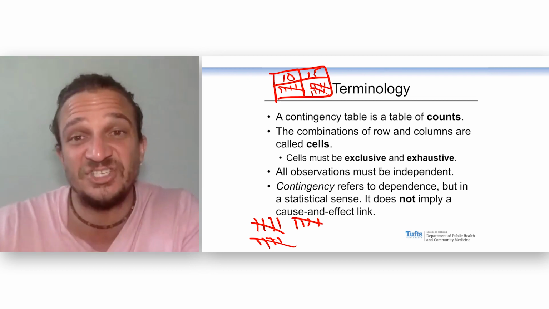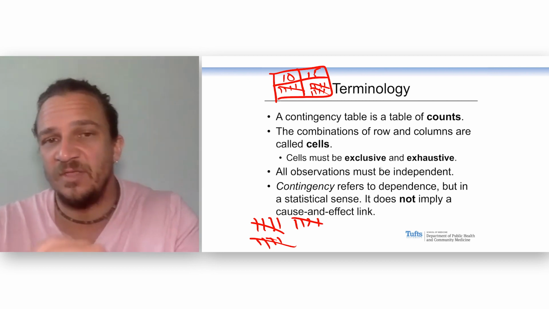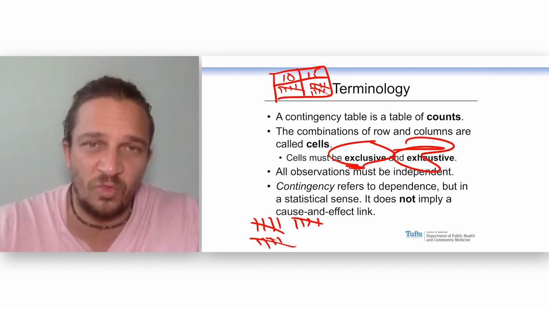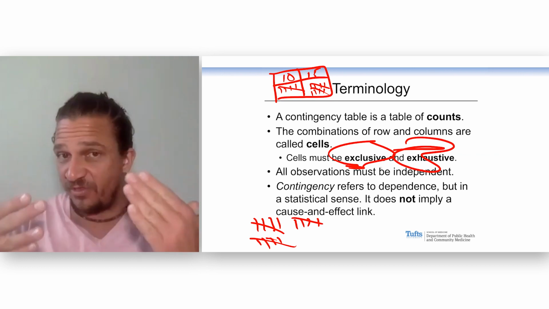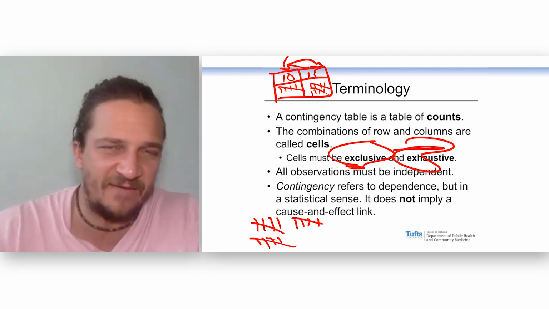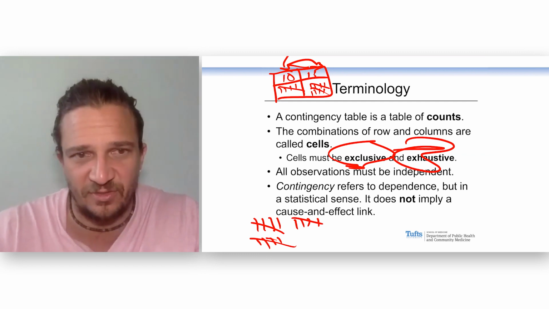All right. So anyway, in each cell is a count. Now, these cells must be exclusive and exhaustive. So for liking stats, you have to be in one or the other. You can't be in both. And for the research question that you have, you cannot be an other. There's no third choice.